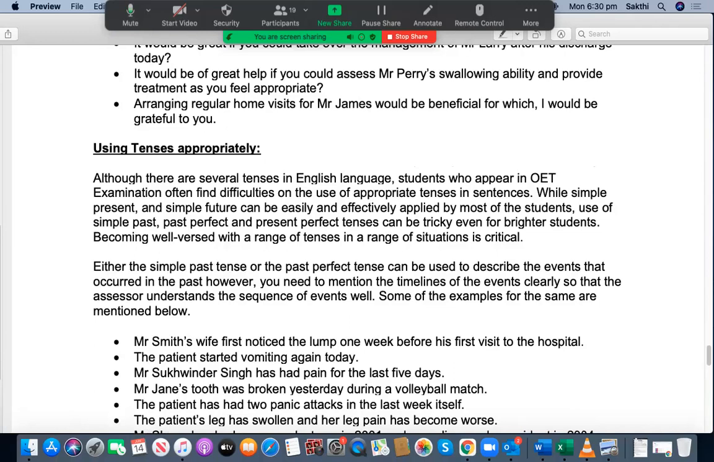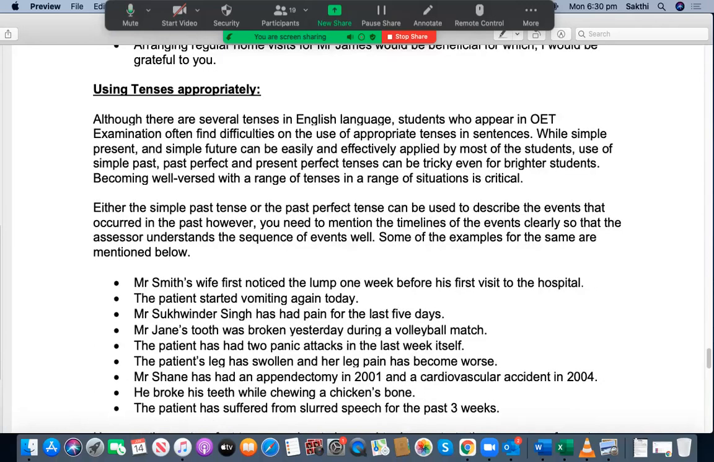Okay, using tenses appropriately is another issue with many students, isn't it? So we are going to go ahead with this one, and then I'll give you some ideas on what to write down. Although there are several tenses in the English language, students who appear in the OET examination often find difficulties in the use of appropriate tenses in sentences. While simple present and simple future can be easily and effectively applied by most of the students, use of simple past, past perfect, and present perfect tenses can be tricky, even for the brightest students, isn't it?